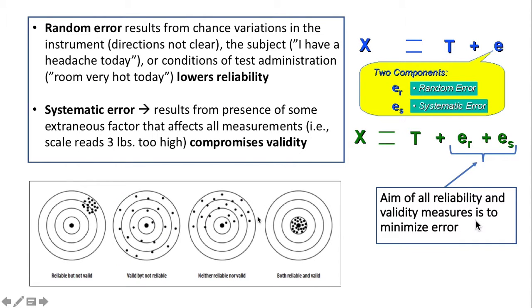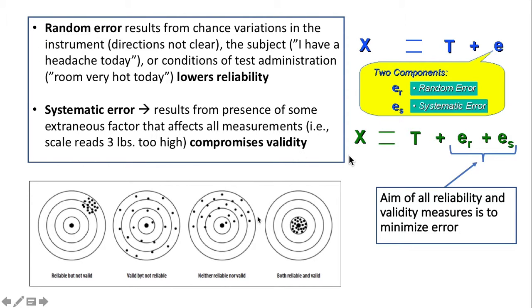And so random error results from chance variations in the instrument. For example, maybe the directions are not clear. Maybe that subject on that particular day had a headache, or maybe the room was very hot that day when they're filling out the questionnaire on your study, and that lowers its reliability, meaning its consistency, that it's measuring the same thing over time.